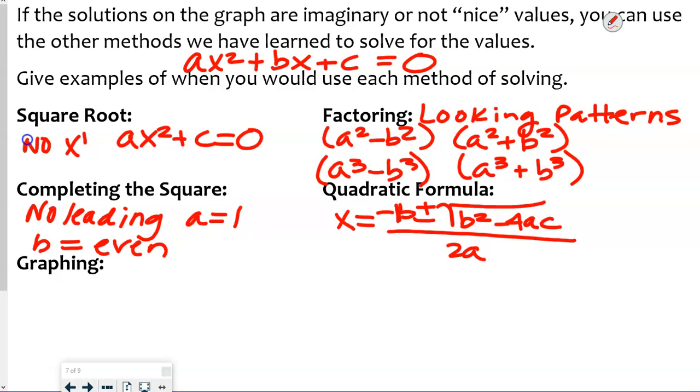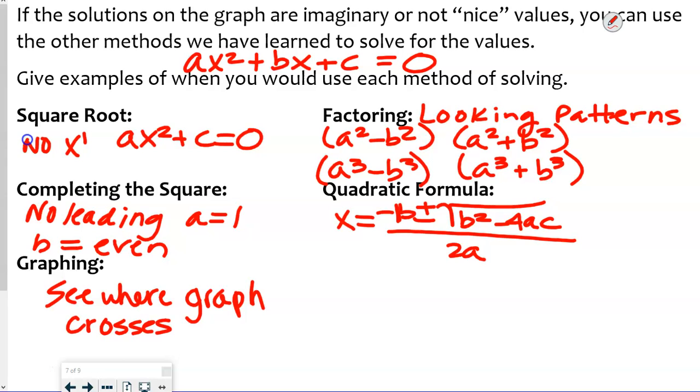And then when we use graphing, we would use graphing when we can see where the graph crosses the x-axis. And that would mean you'd have to put it into some sort of program that's going to show you the graph, right? All right, so let's look at these equations next and see which ones we would use and why.